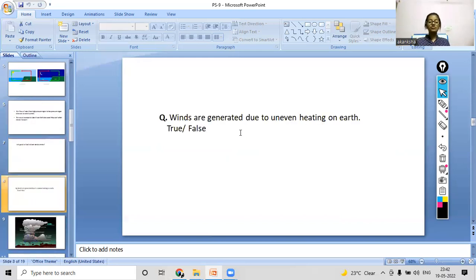And there is one last question. Winds are generated due to uneven heating on Earth. Is it true or false? You have to answer it in the chat box. Then we will move on to our second topic. So yes, I see most of you are answering correctly. It is true. Yes, you all answered it correctly. So now we will move ahead and see a picture.